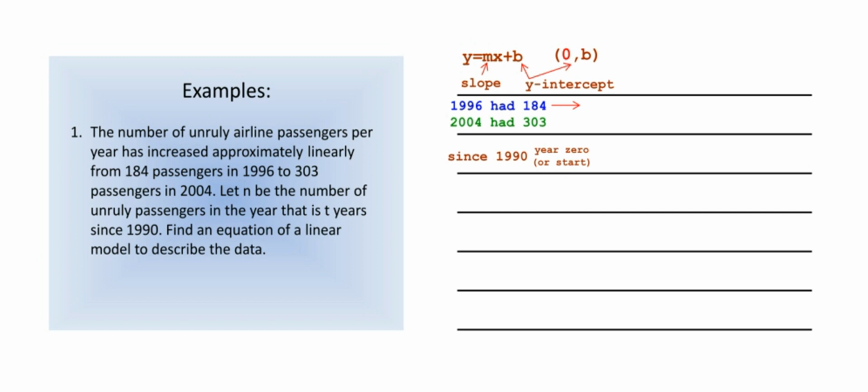So 1990 to 1996, that means that 6 years have passed. So in the 6th year, they had 184 unruly air passengers. And in 2004, or in other words, the 14th year, they had 303 unruly passengers. So notice that we have a couple coordinates, (6, 184) and (14, 303). And do notice that our years were converted to singular years. So since it started in 1990, we define that as year 0, and then we start counting from there on. So we have 6 and 14 years counted in this case.